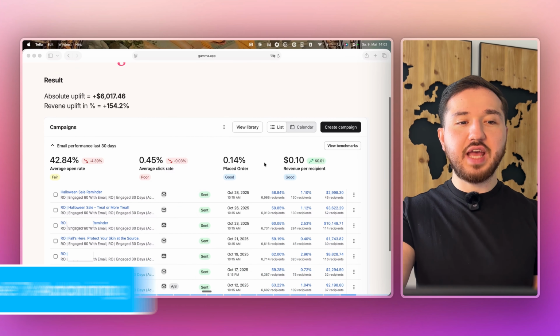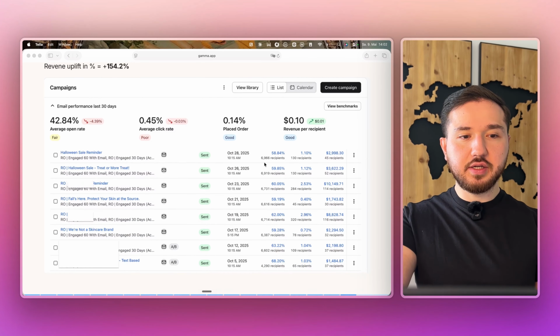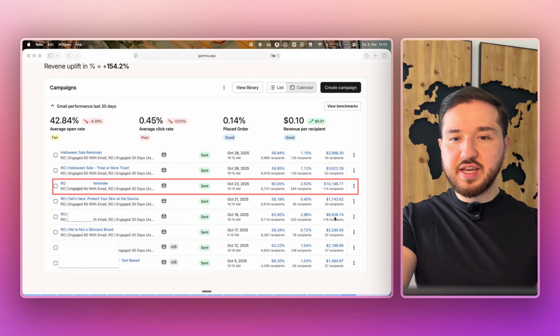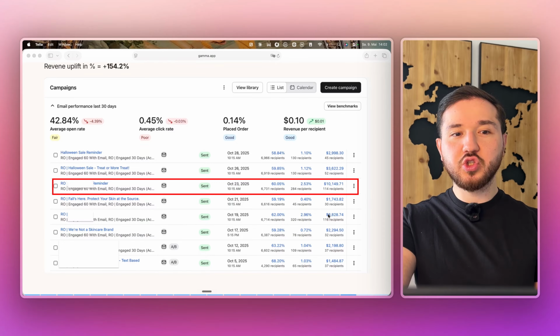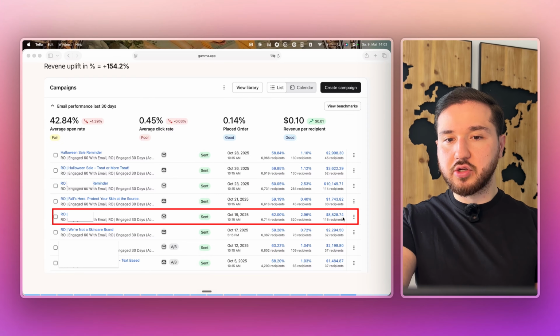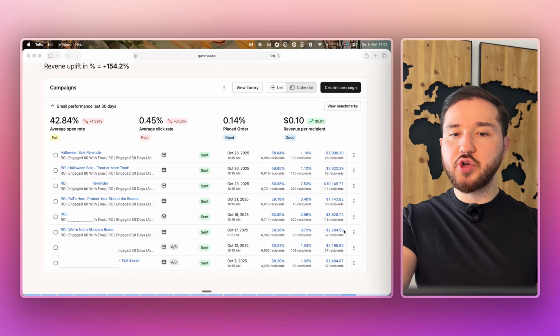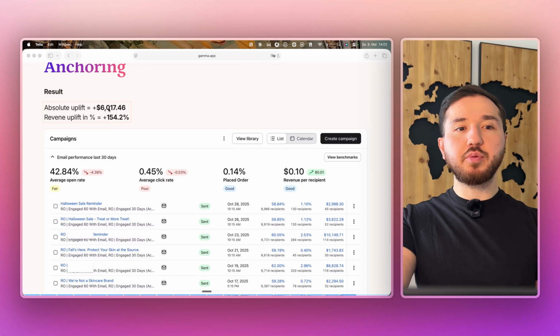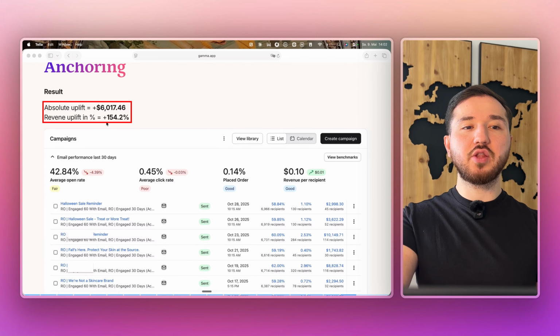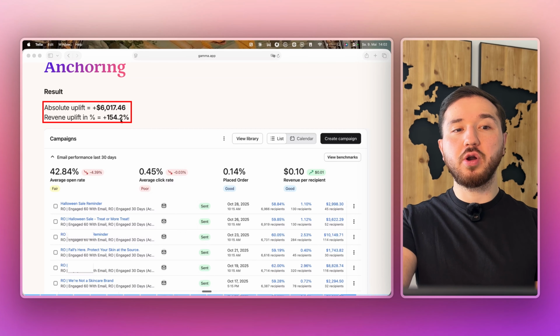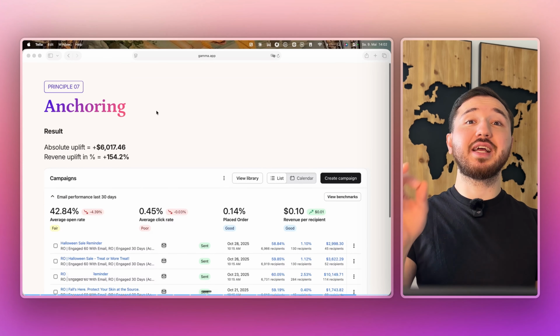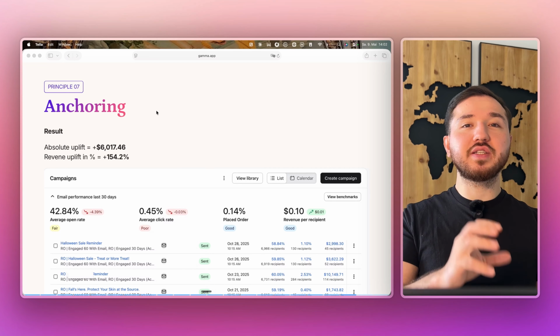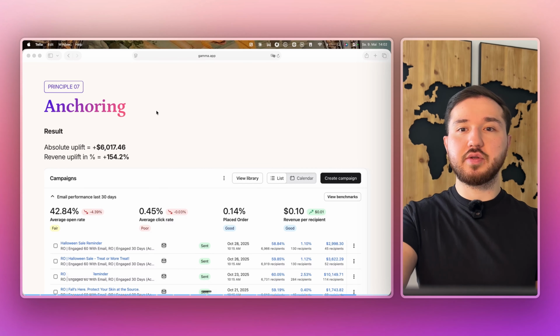Now, we've used this anchoring angle for this client here, and what you can see here is when we used it, it was not even in a promotional email. We generated $10,000 and then also $8,800, whereas the average email campaign was generating, I would say, around, let's even say $3,000. So the absolute uplift was $6,000 and the revenue uplift in percentage was 154%. Now, let me show you an amazing example that showcases how you can use anchoring in your emails.